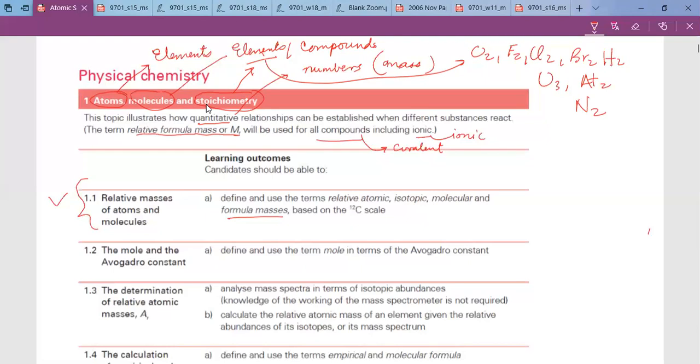Compounds refer to two or three different elements chemically combined. The words are very important. Chemically combined means they cannot be separated easily by physical means.